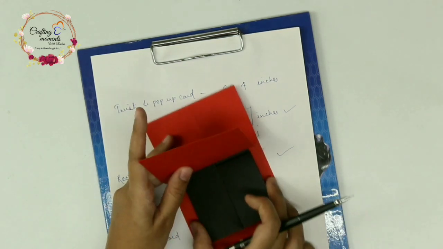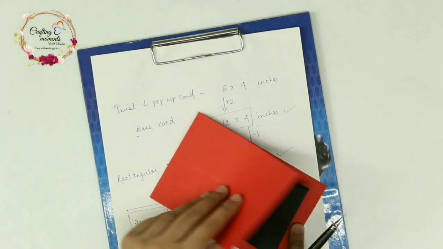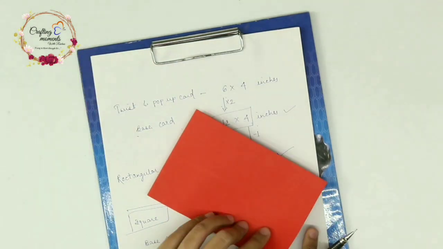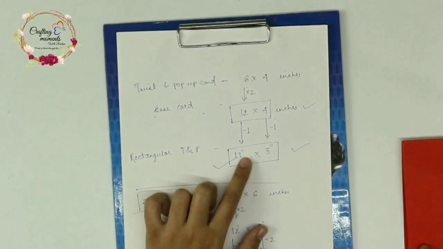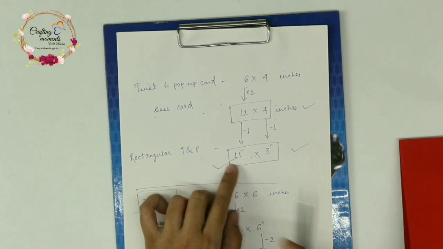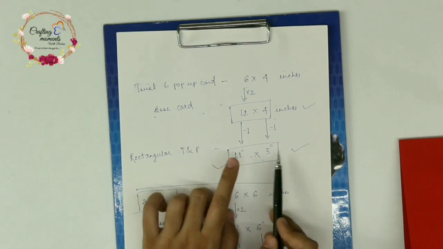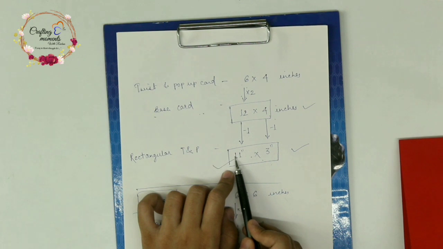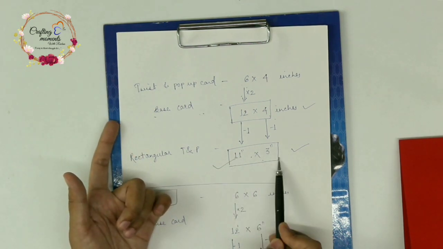And if you increase the width, then what will happen? Your card will not be closing smoothly. So just to avoid this, always take this as the maximum measurement. Definitely you can decrease this size. You can either take 11 by 2 inches or 10 by 2 inches or 9 by 2 inches. You can decrease its length as well as width as per your wish, but don't just increase it.